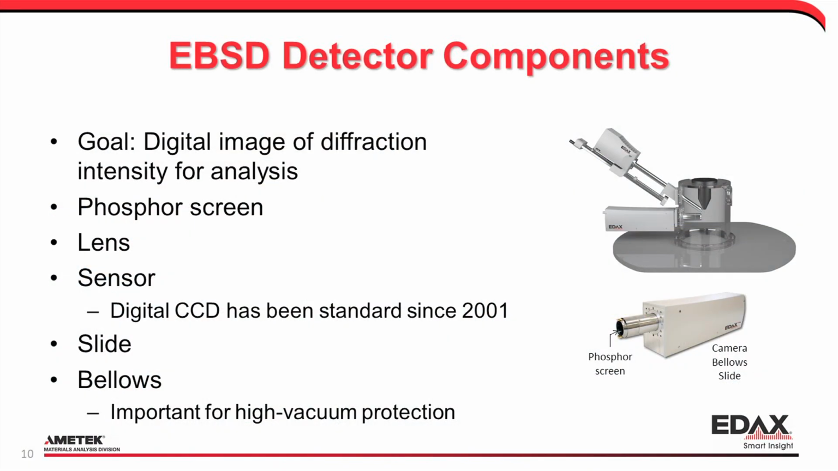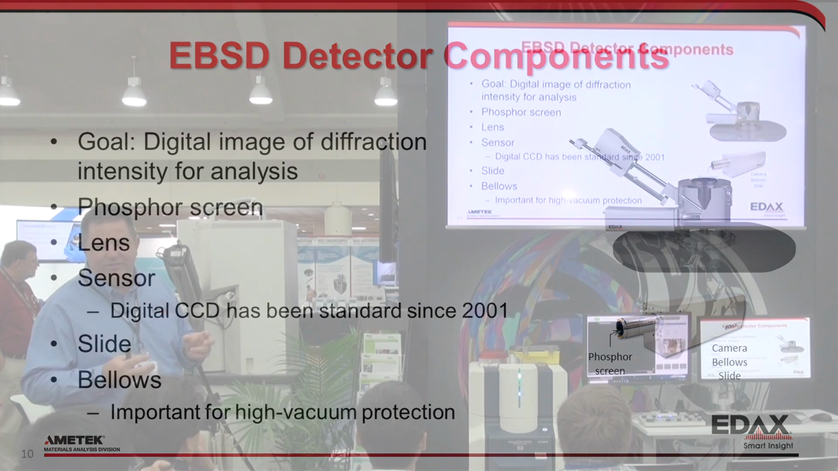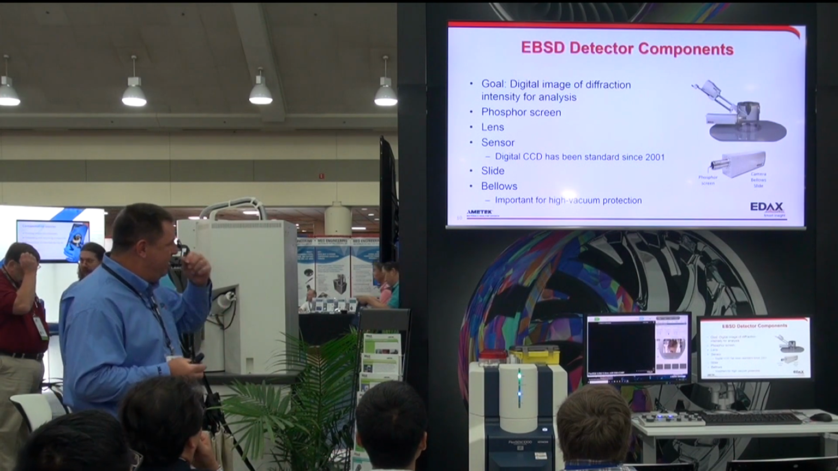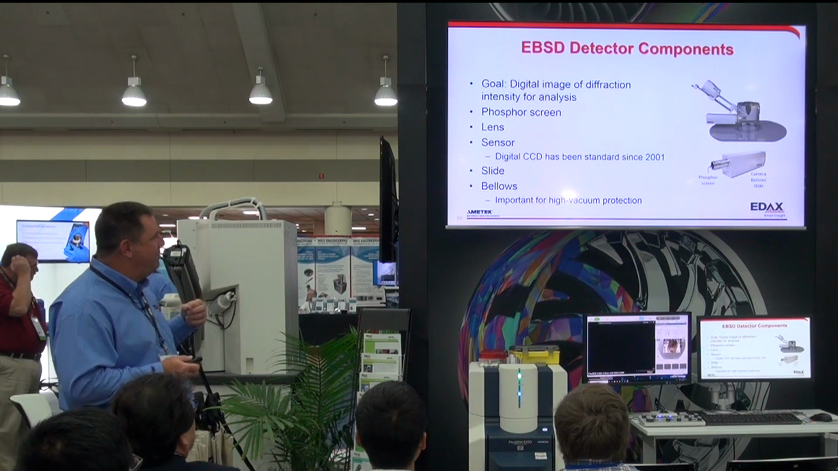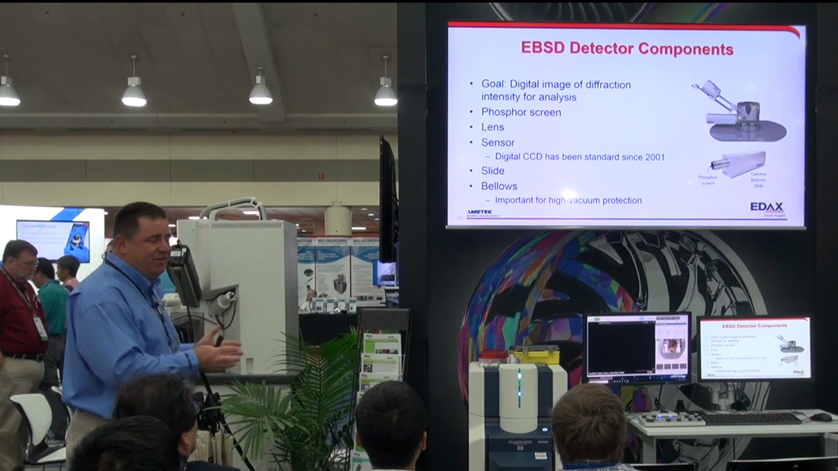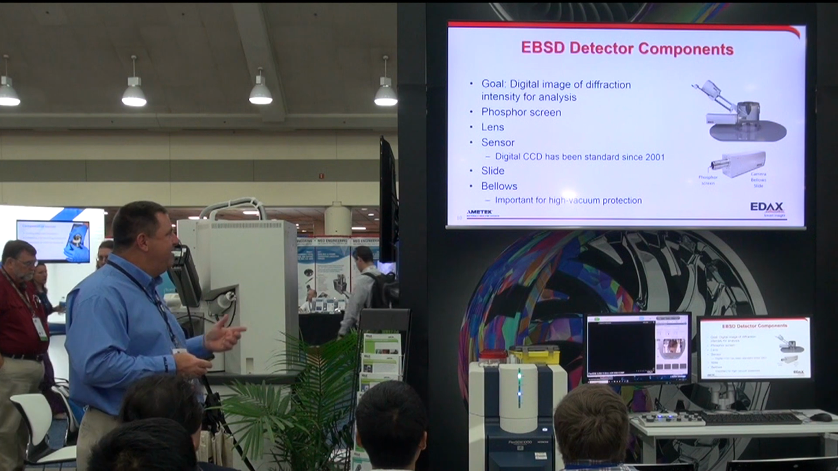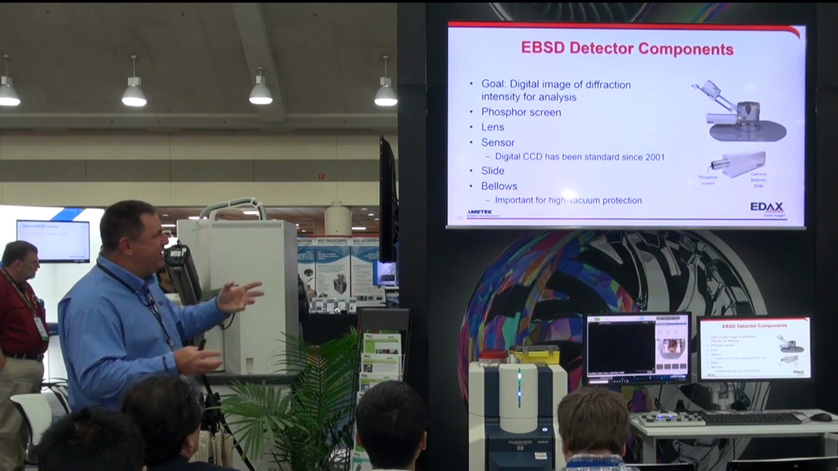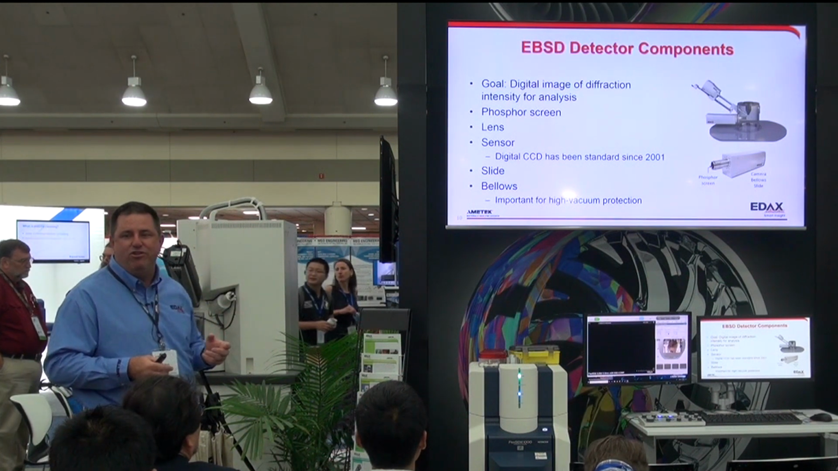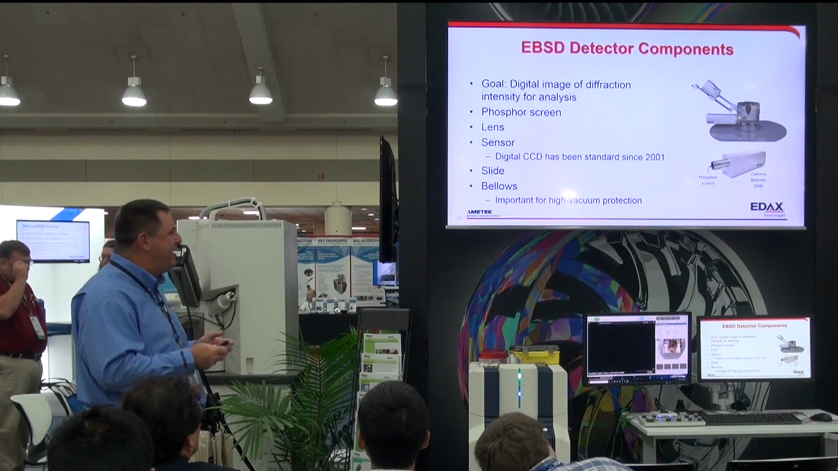So we want to get a signal into a camera, into the computer for analysis. In modern systems, we have a phosphor screen, we have a lens to focus the signal from the phosphor onto the sensor. Traditionally, we've used CCD-based sensors. That's been a standard since 2001. We have a slide to position the phosphor screen, and then we have a bellows seal to keep that under high vacuum conditions as we translate the detector.